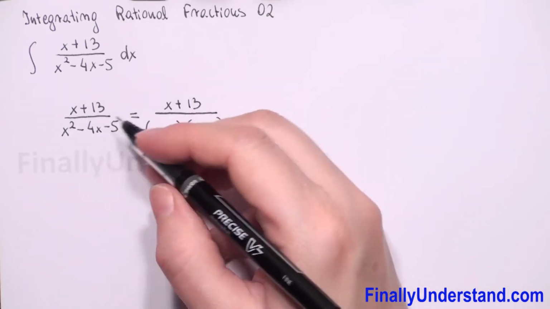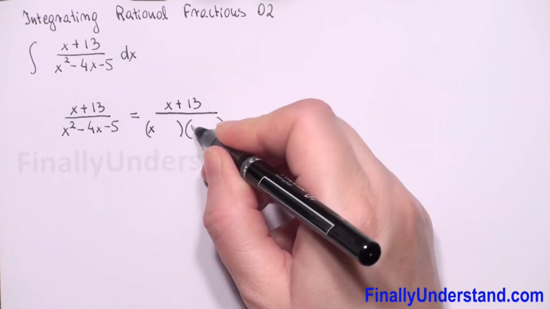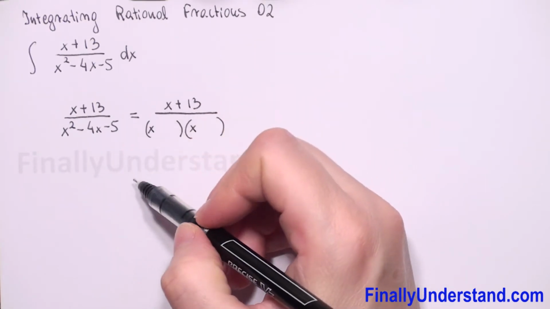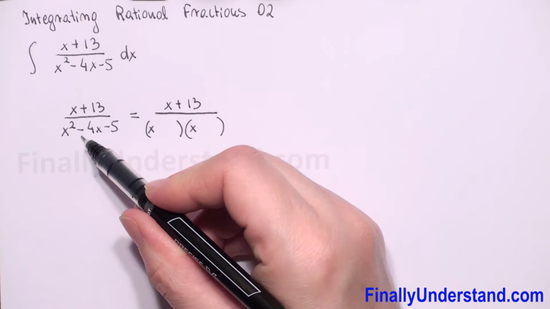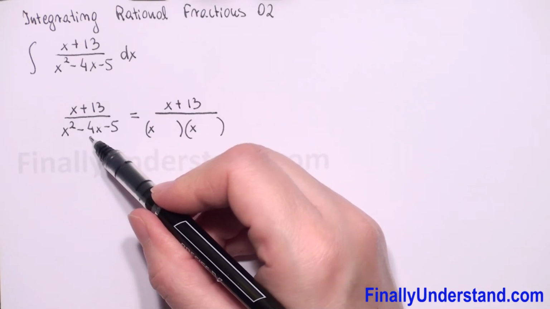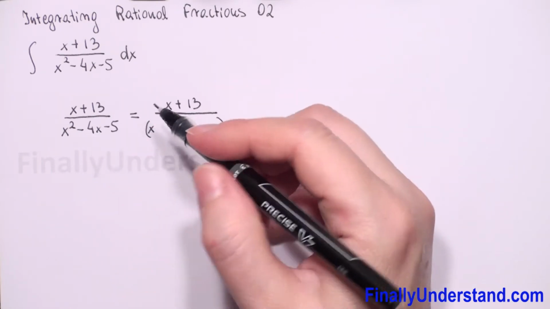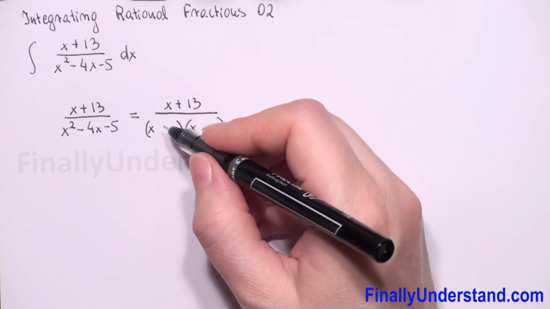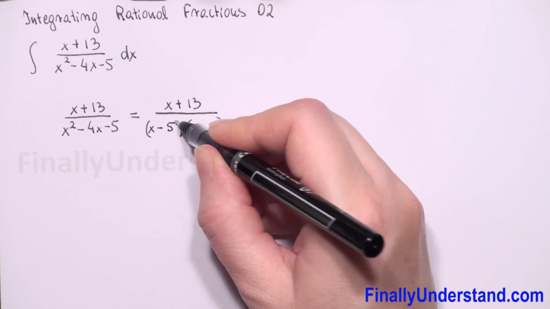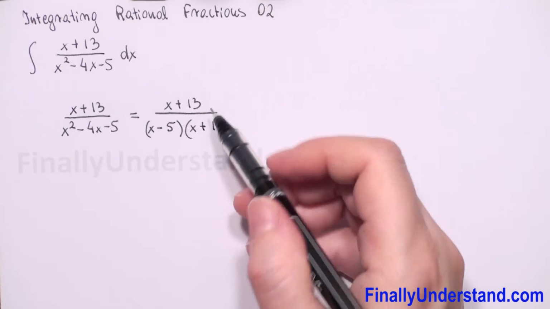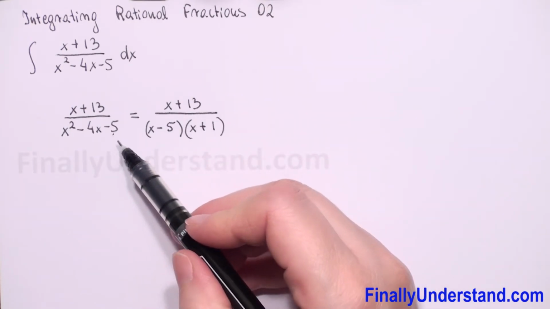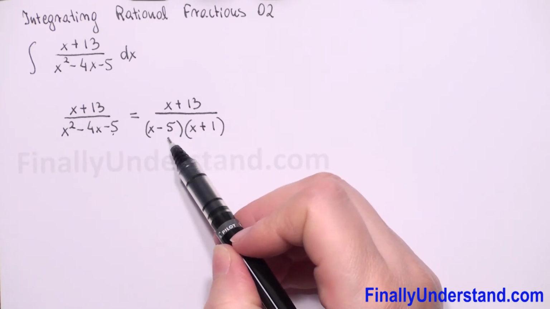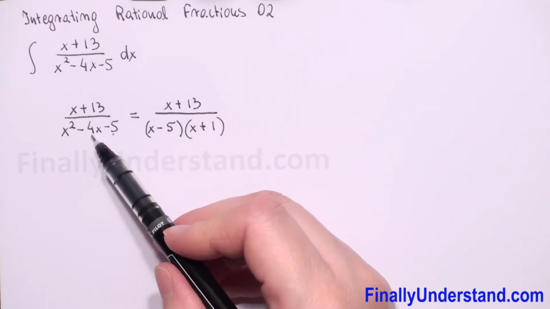Because we have x squared, at the beginning will be x. And now we have to find two numbers which multiplied give me -5, and when I add them I will have -4. This is -5 and 1. Let's check. When I multiply -5 times 1 it will be -5. And when I add -5 plus 1 it will be -4.